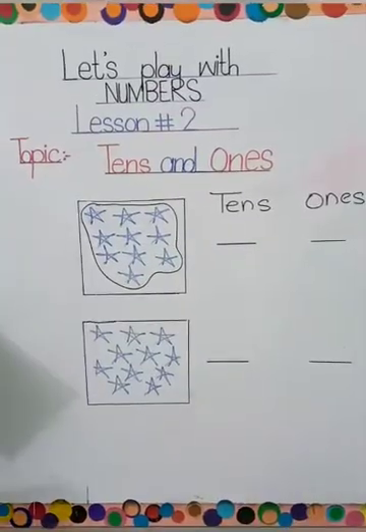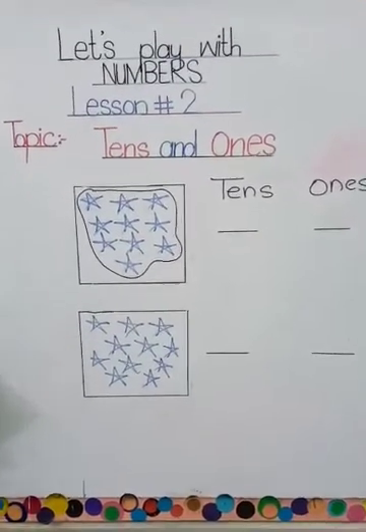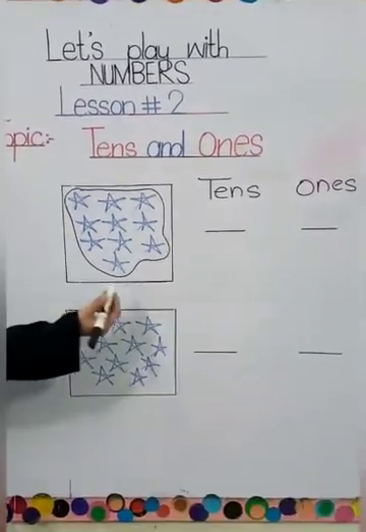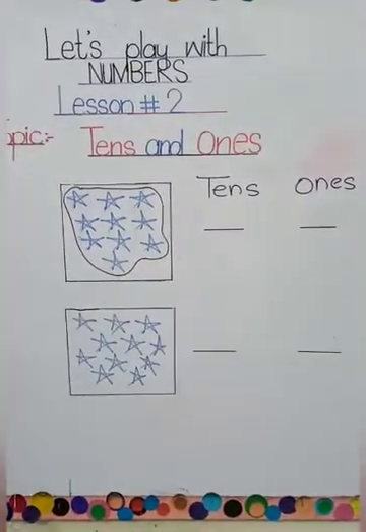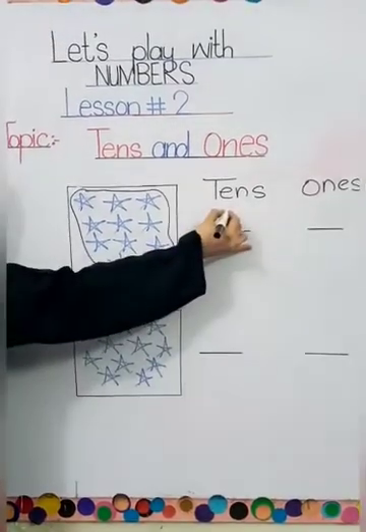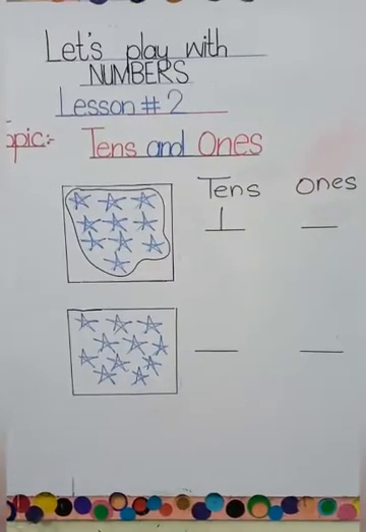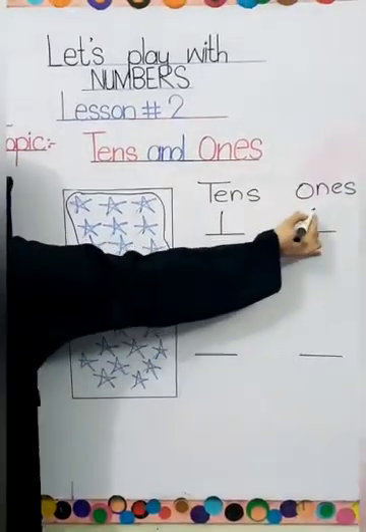This is our group of 10 stars. How many groups are there? 1. So we write 1 here. Is there any star left? No. So we write 0 here.